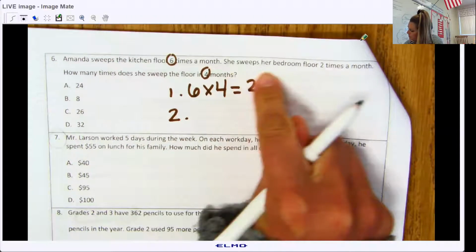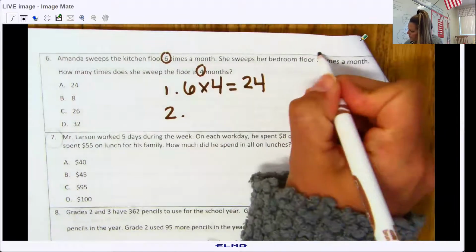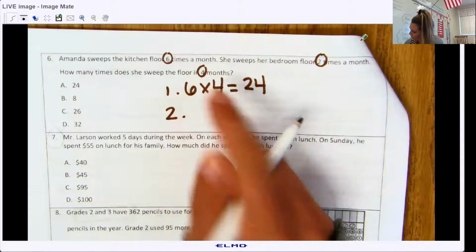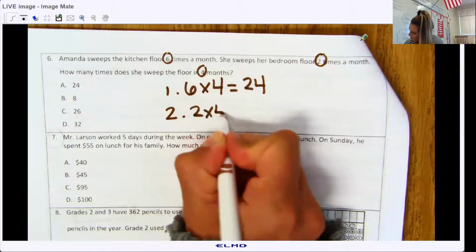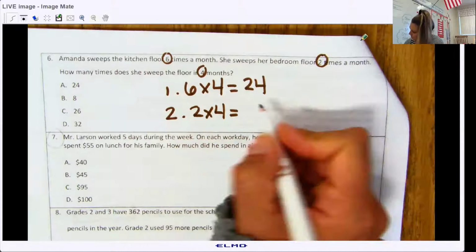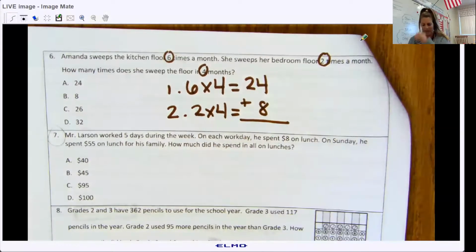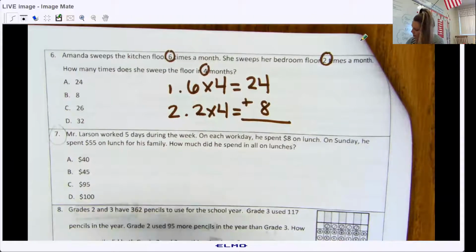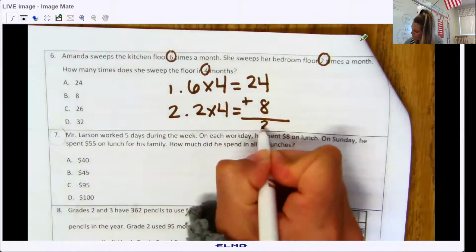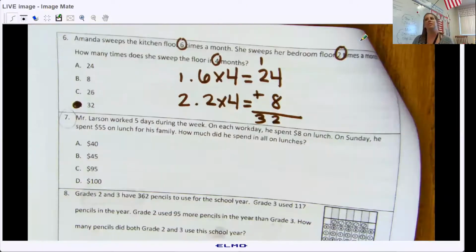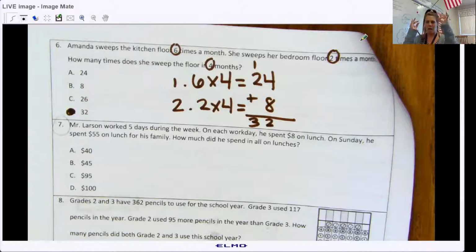And then I know she sweeps the bedroom floor 2 times a month, and she's still sweeping that floor for 4 months. So 2 times 4 equals 8. And then what do we do? We add those together to get an answer of 32. Is that what you got? If you did, give me a channel that ninja energy. Good job.